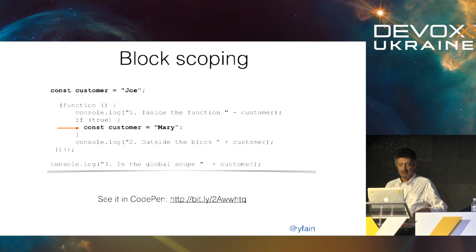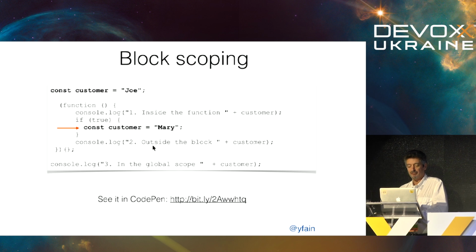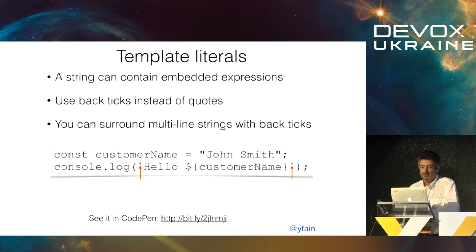In this example, it would print Joe here. What would it print over here for number 2? Joe. And for number 3? Joe, exactly, you're right. I will not even run it because you already know. See, we have this local block scope. Inside the curly braces, you can declare a variable in this local scope.